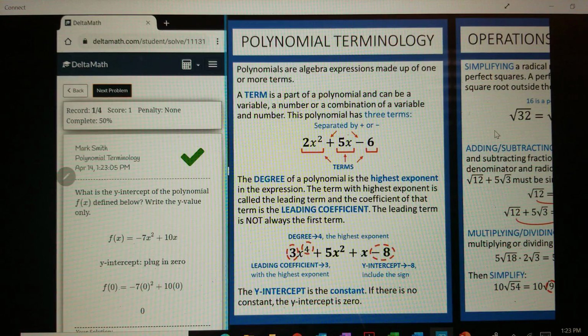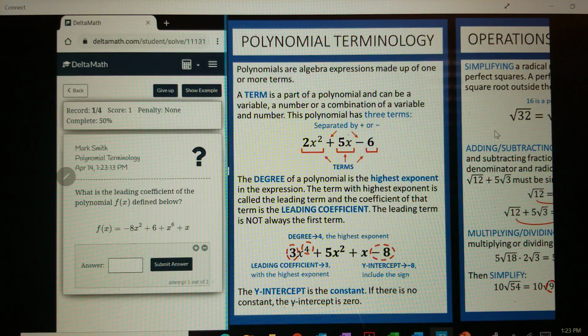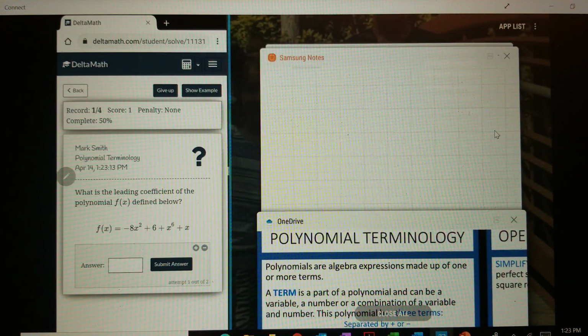Okay, so let's go back. Let's do our next problem and see what we can figure out. This says, what is the leading coefficient of the polynomial? Let's look over here at our polynomial, which is 3x to the 4th plus 5x squared plus x minus 8. And we can see that it says the leading coefficient is with the highest exponent.